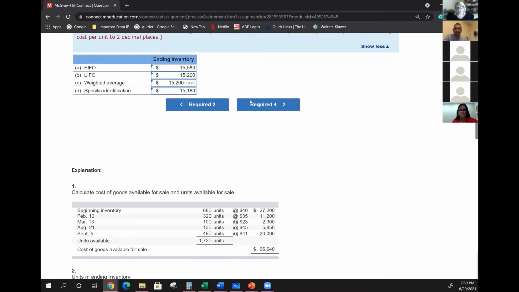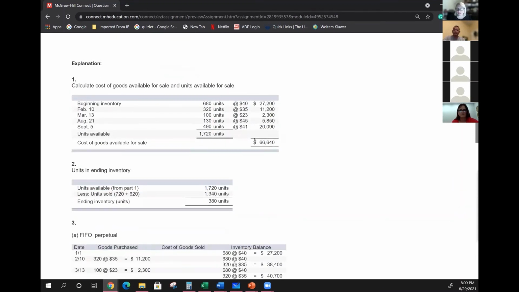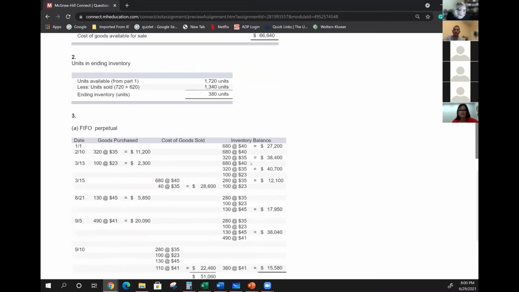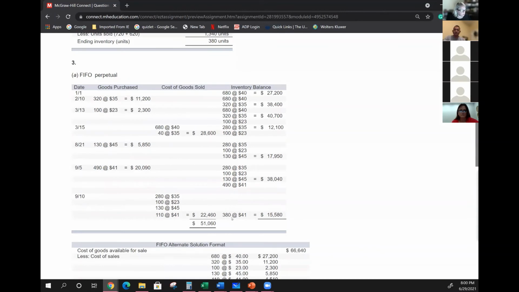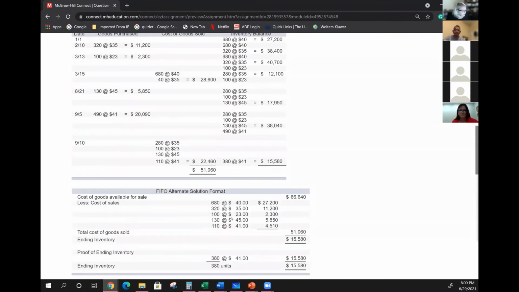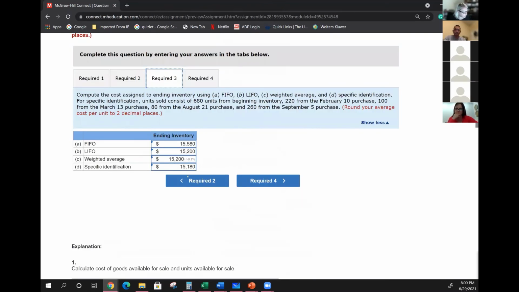And so that's an easier way to do it other than what they did. They walked through trying to figure out everything that was available and when it happened, and it's doing it by date, just to show you how it works. But once you understand it, you can back into it, right? You have 380 units left. You know you sold all your first stuff. Well, then you just go right to that last batch. So you know that you have 380 units at $41. That's how you get your ending inventory. You just multiply it out. So that's all they were looking for there.